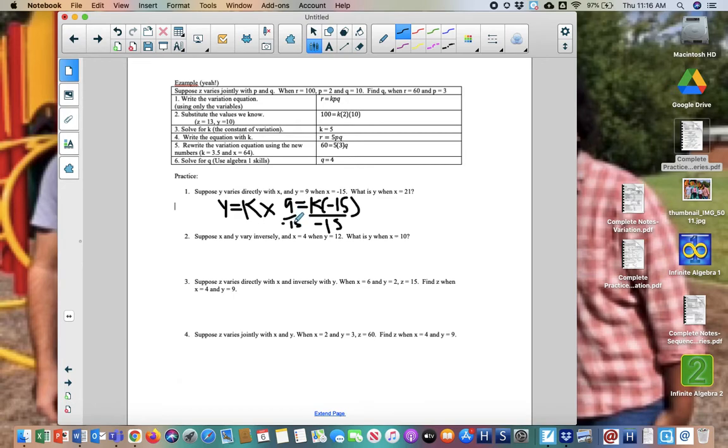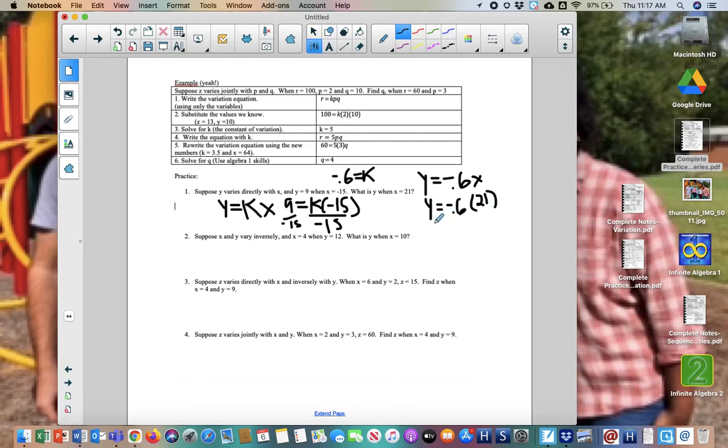All right, and that's going to give me negative 0.6 there when I do 9 divided by negative 15. So I get k equals negative 0.6. Now I can rewrite my equation with this as the k value. So I'm going to write y equals negative 0.6 x. What is y? We don't know y when x is 21. So negative 0.6 times 21.